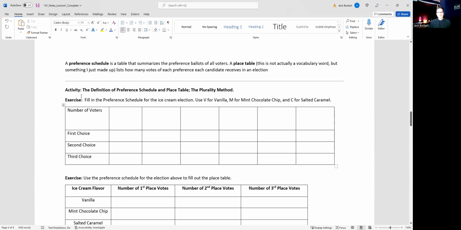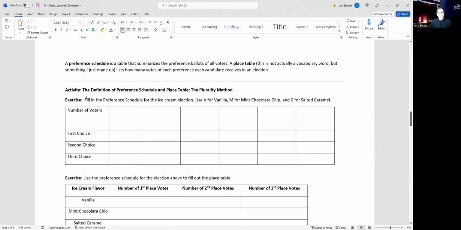All right, so let's talk about these preference schedules. That's something that I just mentioned earlier. So a preference schedule is just a table that summarizes the preference ballots of all the voters in an election. So let's just talk about preference schedules first.